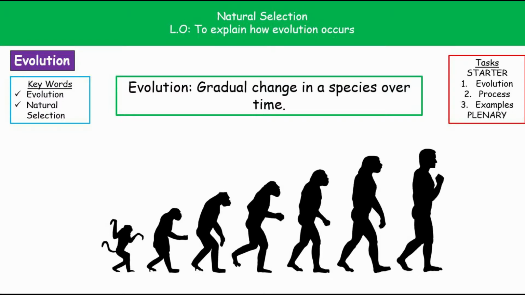Hopefully what we've got written down is that evolution is the gradual change in a species over time. So if you don't have that definition, then write that down for me. Now the key thing here is it is a gradual change. It's not something that happens immediately, it's something that takes quite a long time. So gradual change in a species over time, that is our definition for evolution.